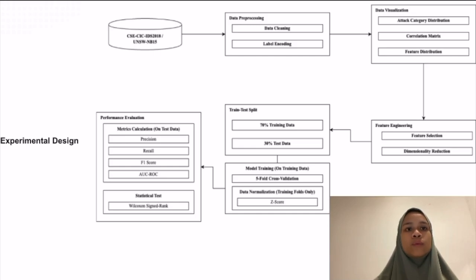Other than that, we're going to perform model training on the training data only. We're going to use 5-fold cross-validation, and we're going to perform data normalization on the training fold only. For the data normalization, we're going to implement the Z-score approach. Lastly, we're going to perform the performance evaluation, where we will use metrics calculation on the test data such as precision, recall, F1 score, and AUC-ROC. We're also going to implement a statistical test, which is the Wilcoxon signed-rank test, to evaluate the significance of the research.